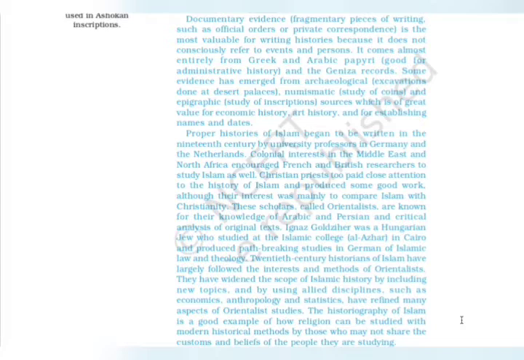Documentary evidence, fragmentary pieces of writing such as official orders or private correspondence, is the most valuable for writing histories because it does not consciously refer to events and persons. It comes almost entirely from Greek and Arabic papyri, good for administrative history, and the Geniza records.